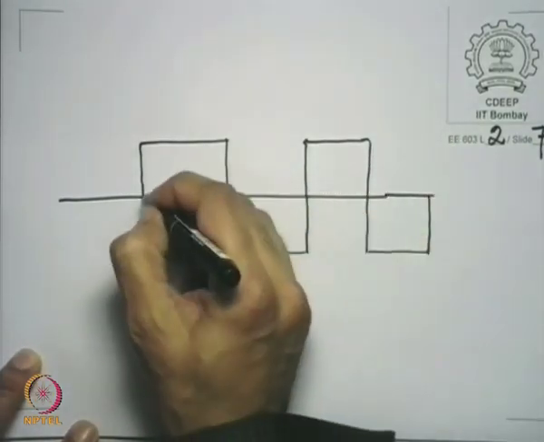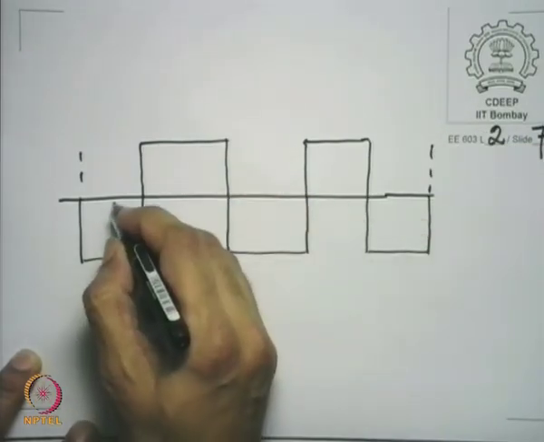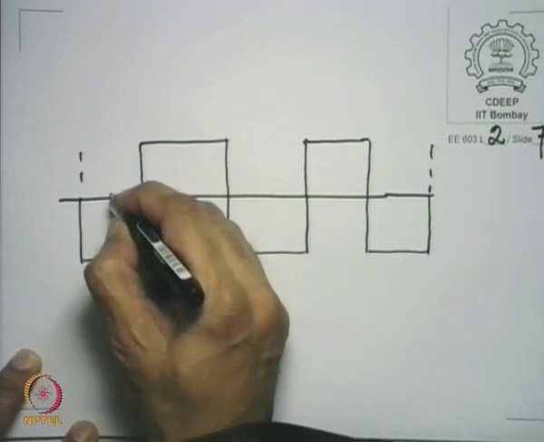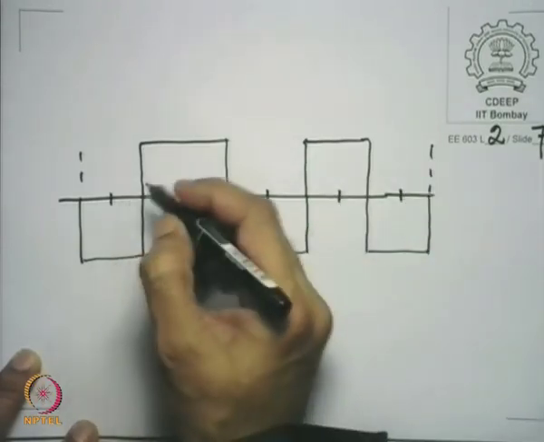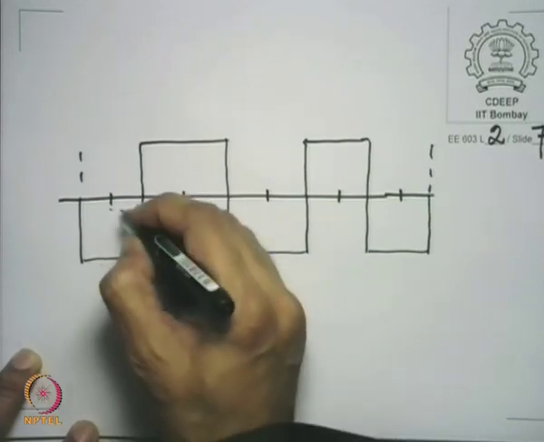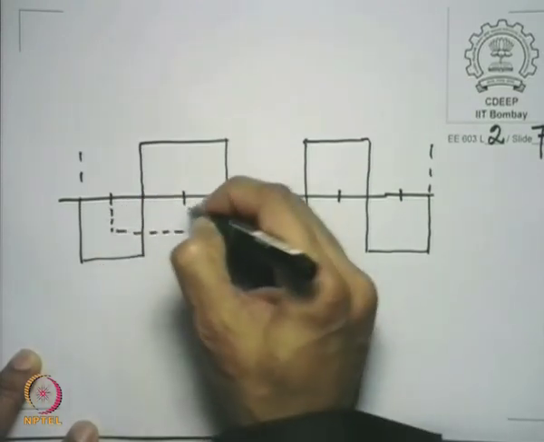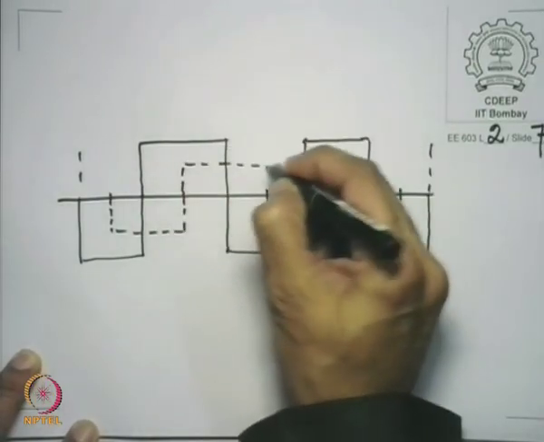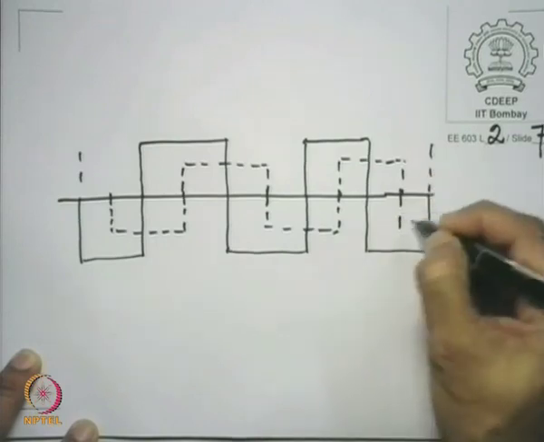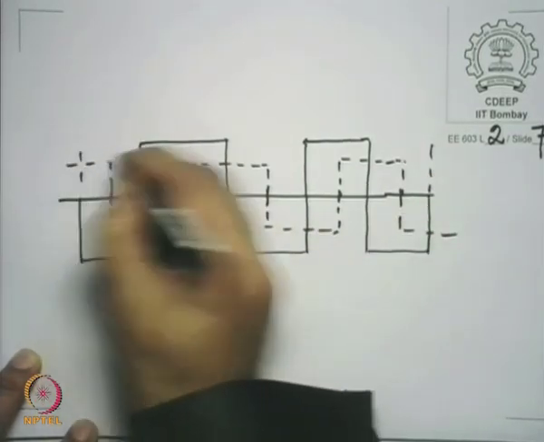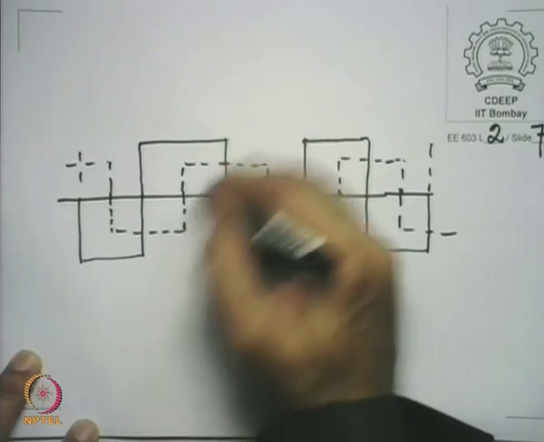I will just draw a couple of periods of these, and this can continue here, this can continue there. Now, if you just displace this, let us displace it by half of the half period, if you like to call it that. So, you can visualize that this is how it would look. And you can complete this. Now, it is very easy to add these two square waves. Adding square waves is very easy.